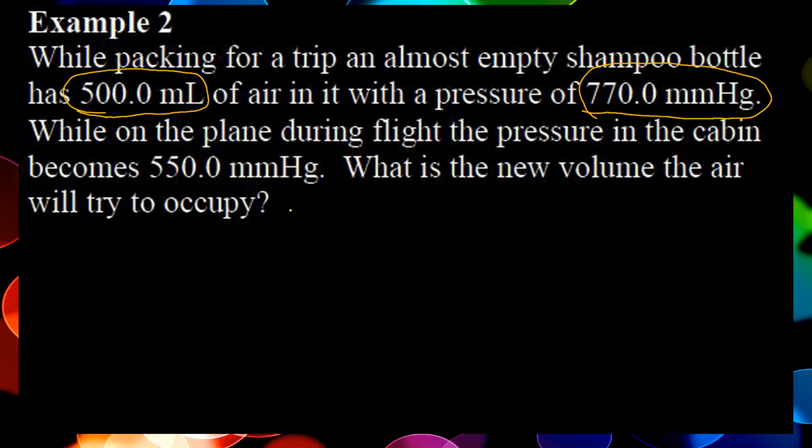While on the plane during the flight, the pressure in the cabin becomes 550 millimeters of mercury. Don't know if you knew, but the pressure even inside the airplane decreases as we go up. It is more pressurized inside the plane than outside the plane, but they can't prevent it from going down a little. Any of you ever traveled and have your shampoo bottle explode on you?